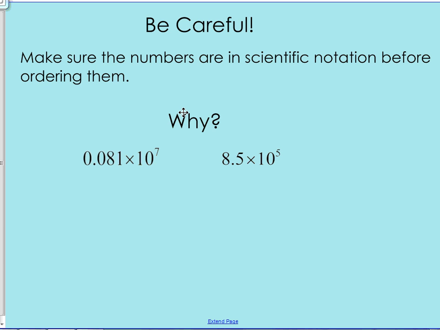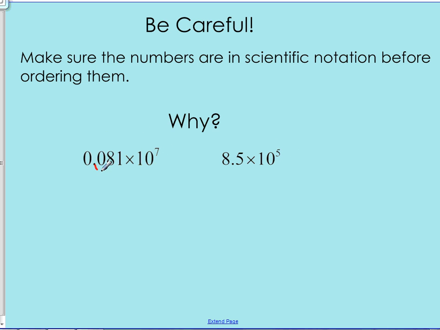Make sure the numbers are in scientific notation before ordering them. Oftentimes, they are going to try and trick you, and they are going to put a number that is in scientific notation and a number that is not in scientific notation in order to try and mess you up, basically. So in this case, if we were to just look at the powers, we would automatically think that this one is larger because it's 7 compared to this 5.